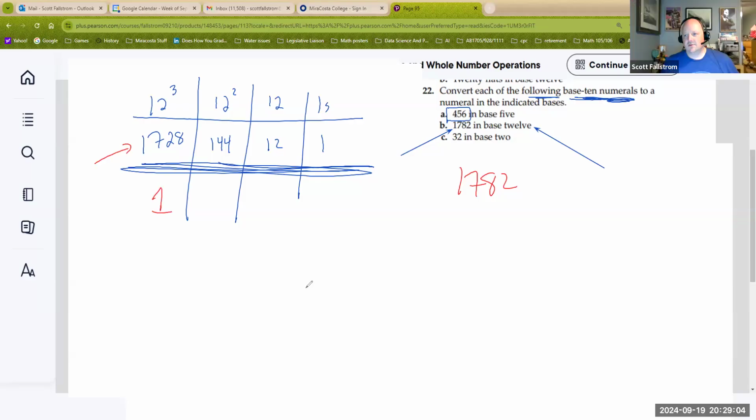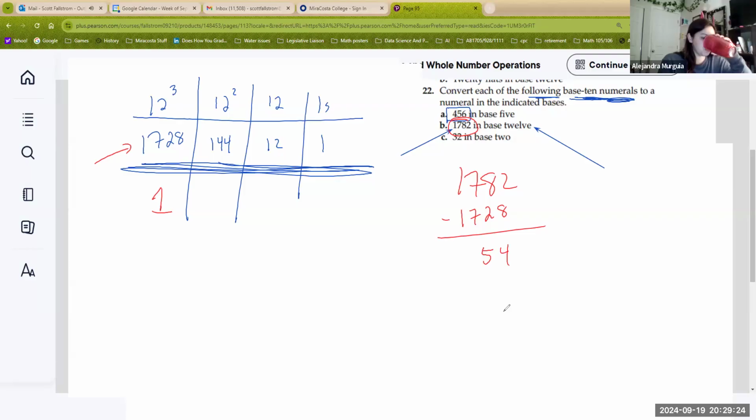So I don't know about you, but the biggest one I got was 1728. I could have gone bigger, but I realized it's so close to this number, there's no point in going bigger than that. The number here was 1782. So I can definitely have one of those big groups. Does that sound familiar? And I got left with 54.